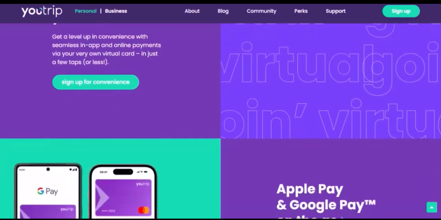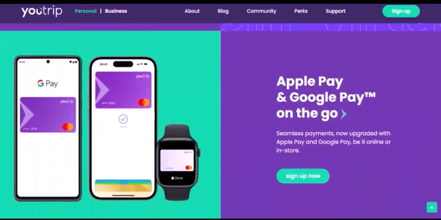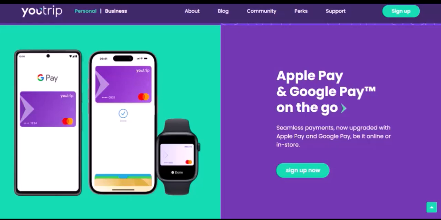So, while you can't directly transfer money out of YouTrip to another bank account, you can access your funds through spending and ATM withdrawals. It's a slightly different approach, but it achieves the same goal of giving you access to your money. Understanding these nuances is key to effectively using your YouTrip account.